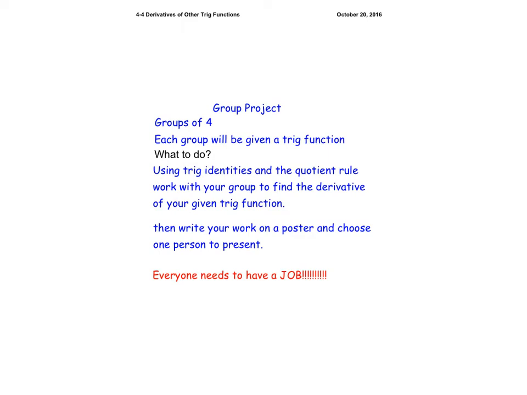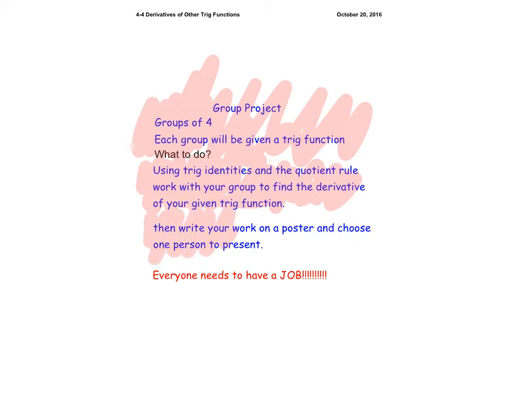This is going to be a good time for me to introduce the group project that we're going to do the next day. What I would like you to do is be in groups of 4, if needed, or 3. And you're going to be using trig identities and the quotient rule to work with your group to find the derivatives of the trig functions I'm about to give you. Then write your work on a poster, or in our case, a board. I'm going to have 2 whiteboards for you to work on, and that's happening tomorrow.